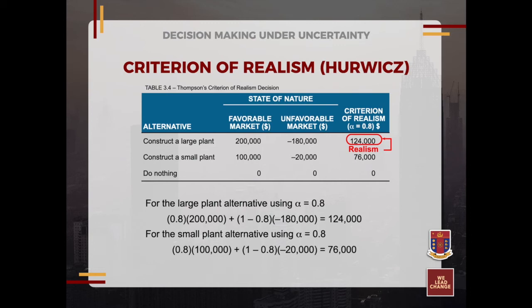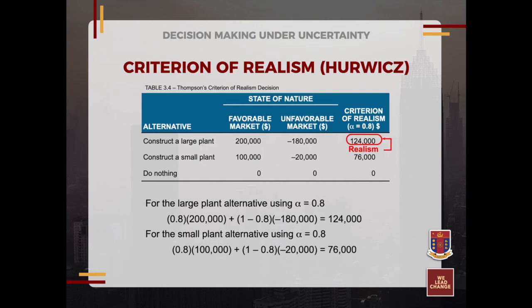$124,000. If you construct a small plant, you have 0.8 times 100,000 plus 1 minus 0.8 times negative $20,000, and this will give you the answer $76,000. As for do nothing, of course, it's just 0. Now, we have the values for the criterion of realism. For construct a large plant, we have $124,000. For construct a small plant, we have $76,000. And for do nothing, it's 0.